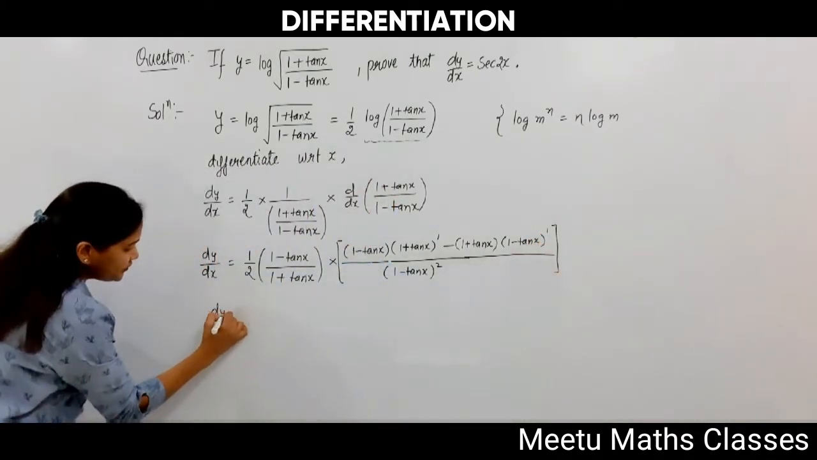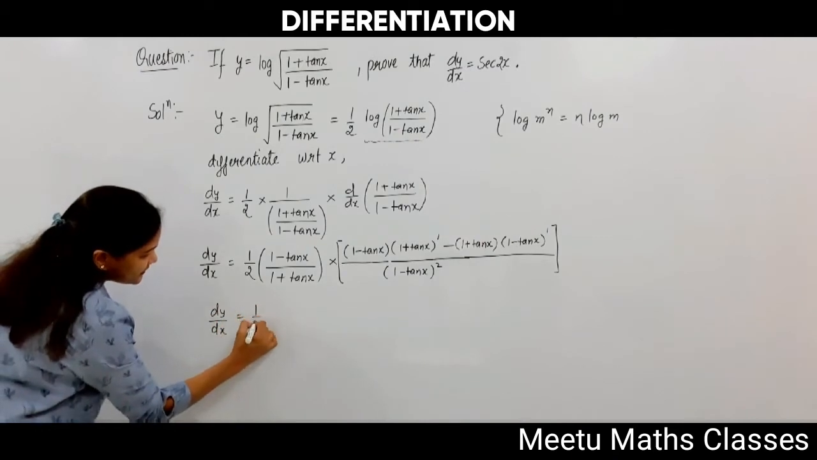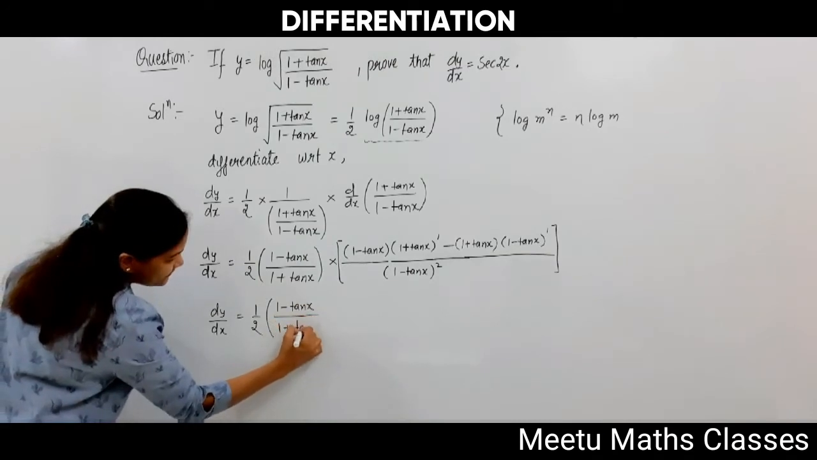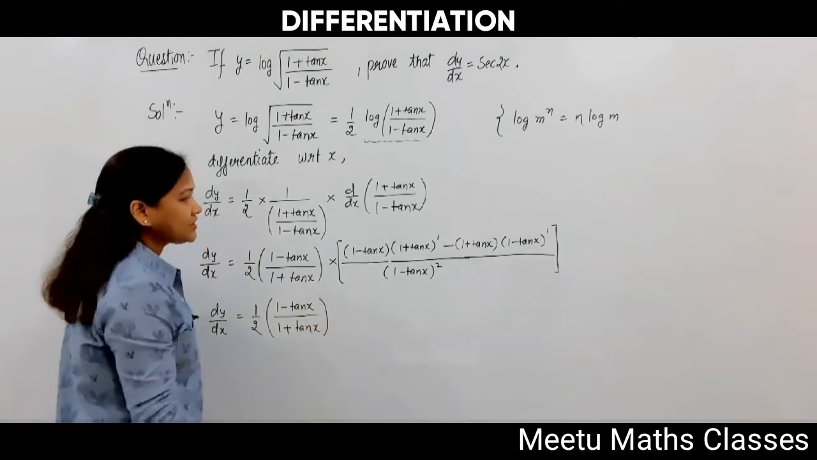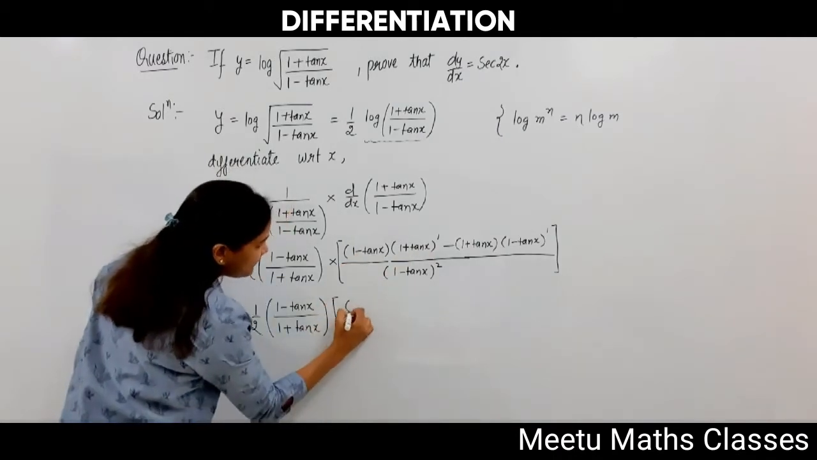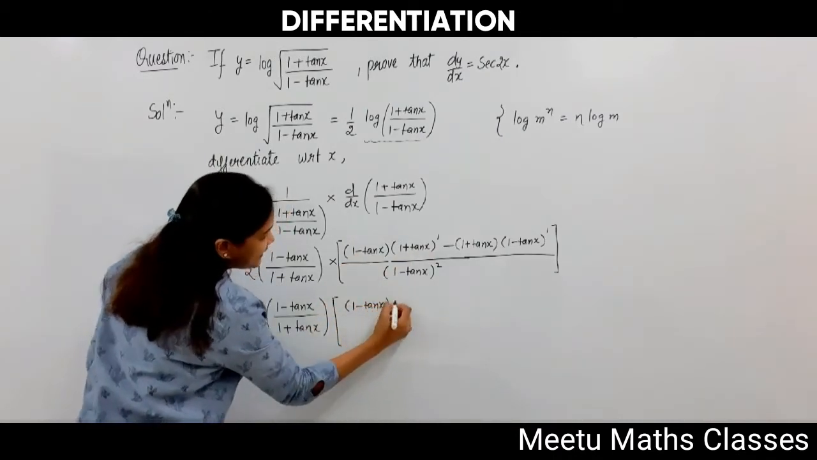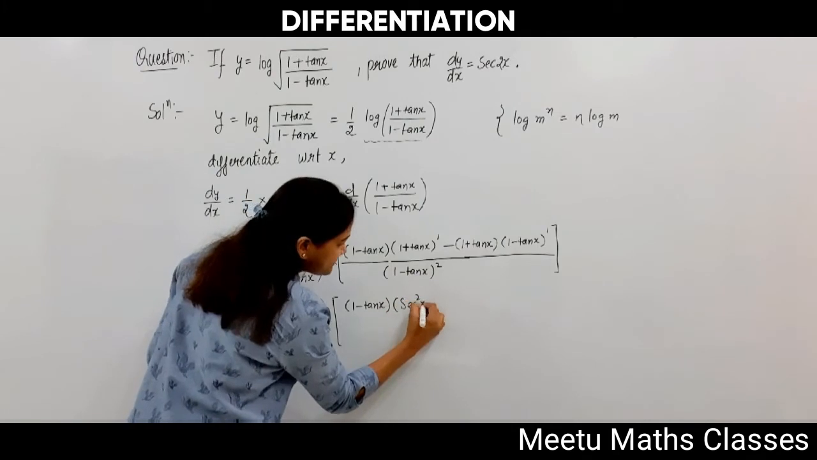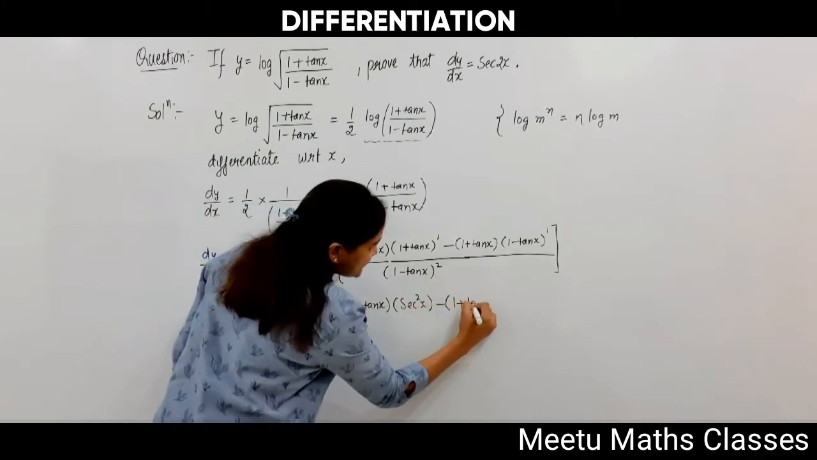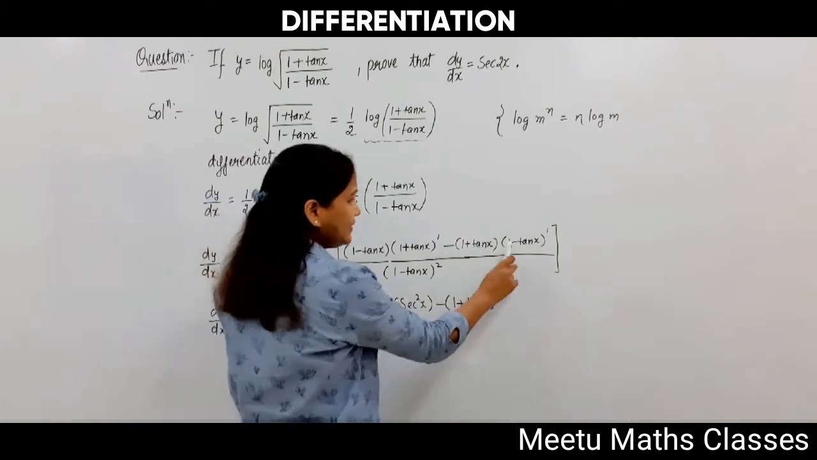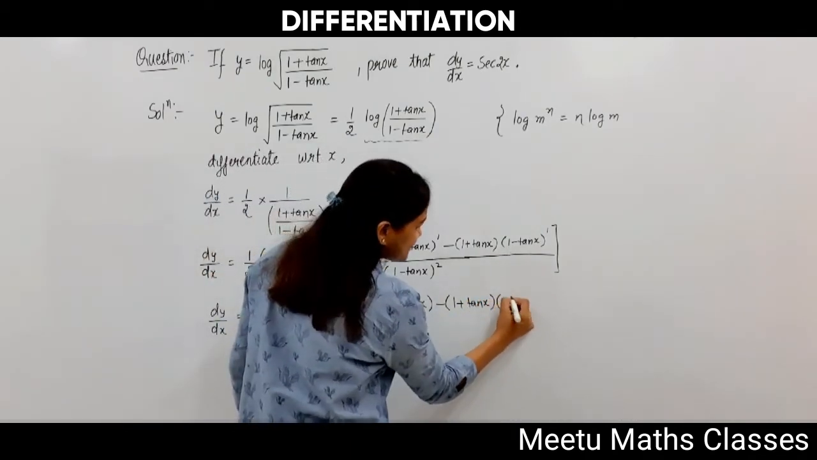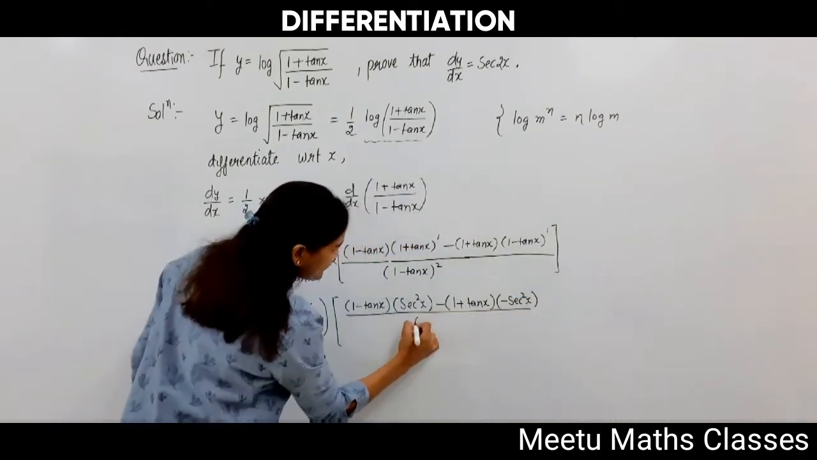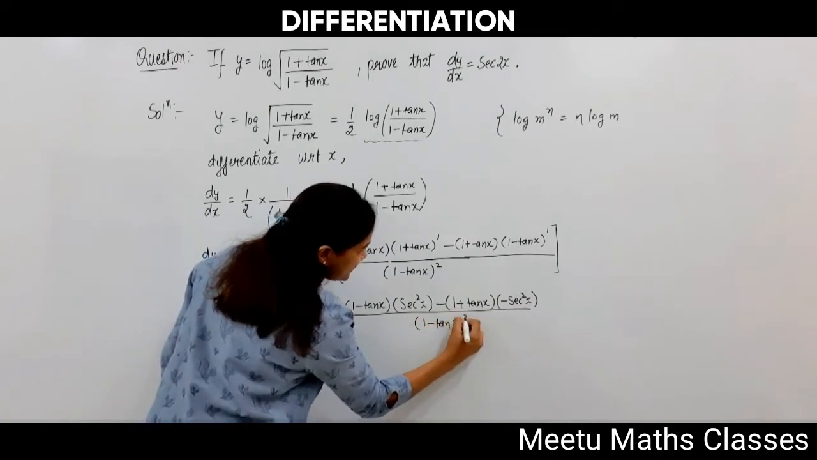So using the quotient rule we get, this is half, 1 minus 10x upon 1 plus 10x as it is, and this function is 1 minus 10x, the derivative of 1 is 0 and the derivative of 10x is sec square x, minus 1 plus 10x as it is, the derivative of 1 is 0 and the derivative of 10x is sec square x. So minus sec square x upon 1 minus 10x whole square.